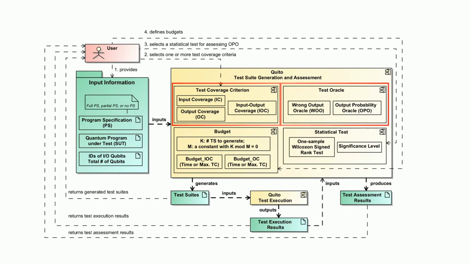Quito has 2 test oracles. One is WOO, which checks whether a quantum program produced a wrong output. The other one is OPO, which is a probabilistic test oracle with statistical tests.